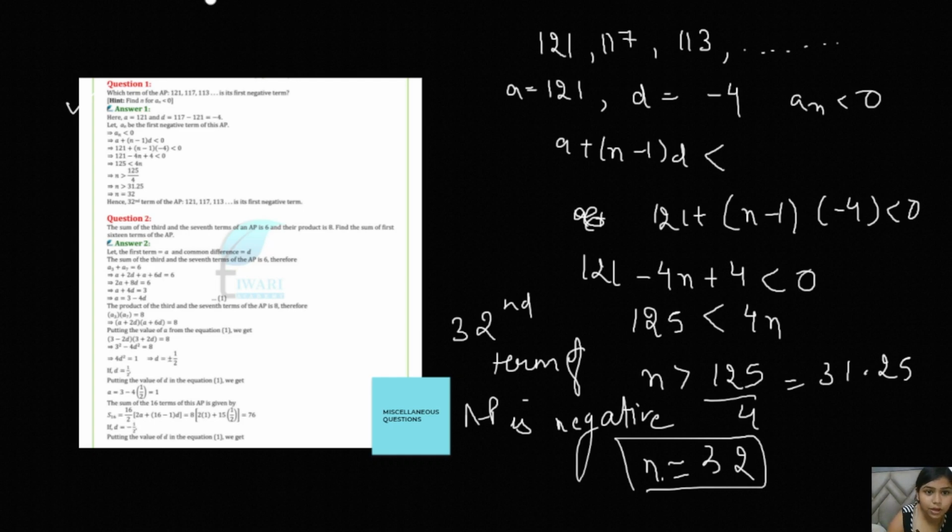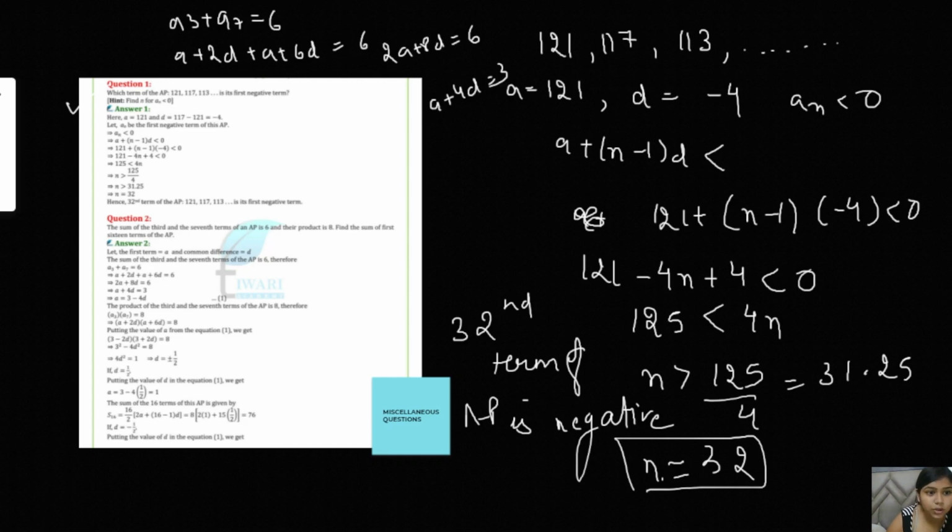It is given that the sum of the third term and the seventh term of the AP is 6. You can write it as a plus 2d plus a plus 6d equals 6, and we can write it out as 2a plus 8d equals 6, or a plus 4d equals 3. This is the equation we are getting, right? Now we can write it as a equals 3 minus 4d.